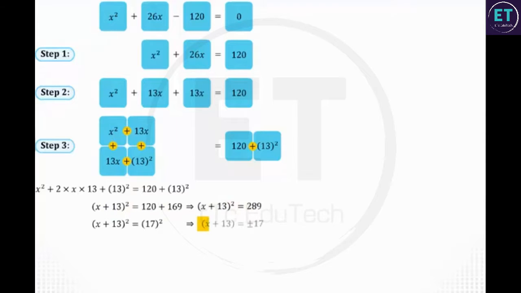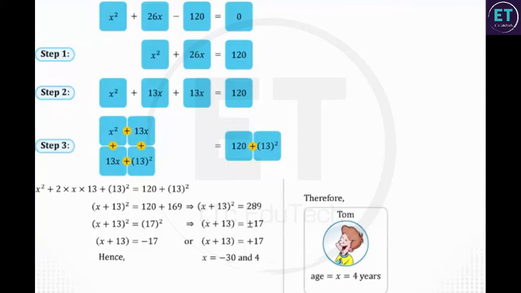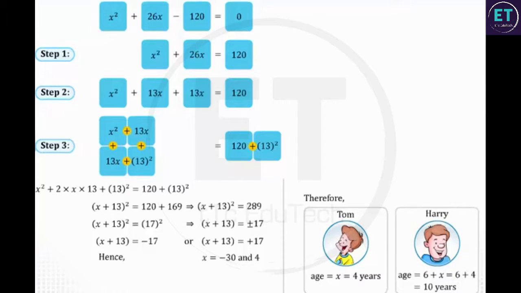On simplifying the equation, you get x plus 13 is equal to plus or minus 17. This means x plus 13 is equal to minus 17, or x plus 13 is equal to 17. Hence the values of x are minus 30 and 4. Therefore, the answer to the problem is Tom's age is equal to x is equal to 4 years. Harry's age is equal to 6 plus x years is equal to 6 plus 4 is equal to 10 years.